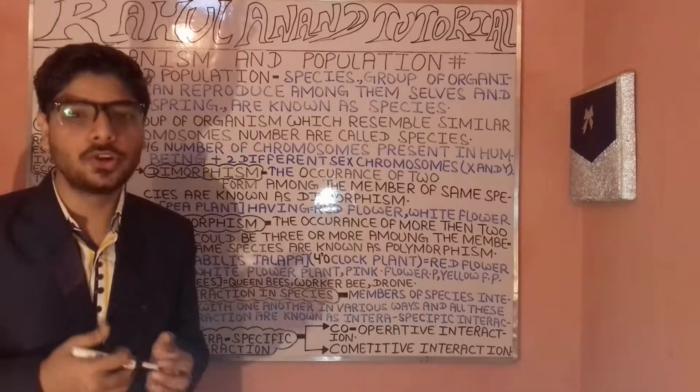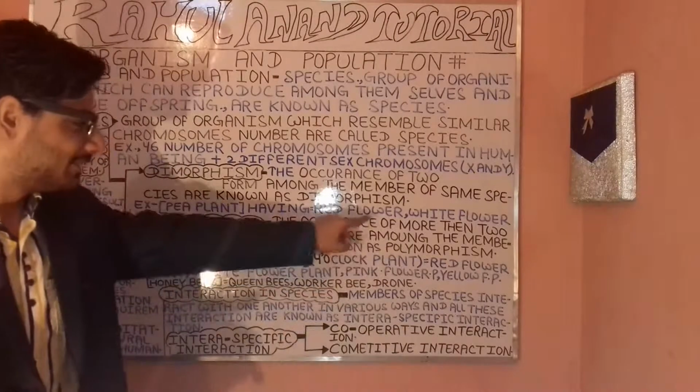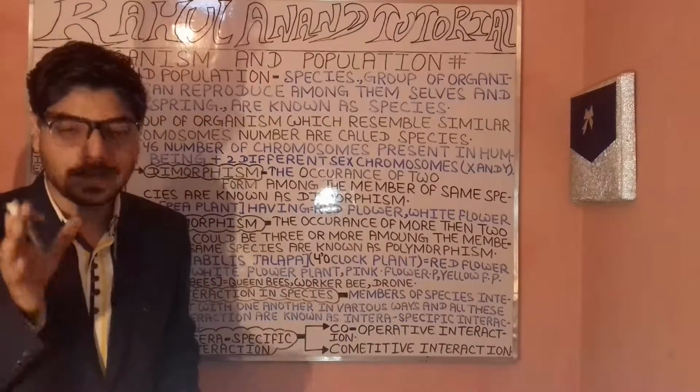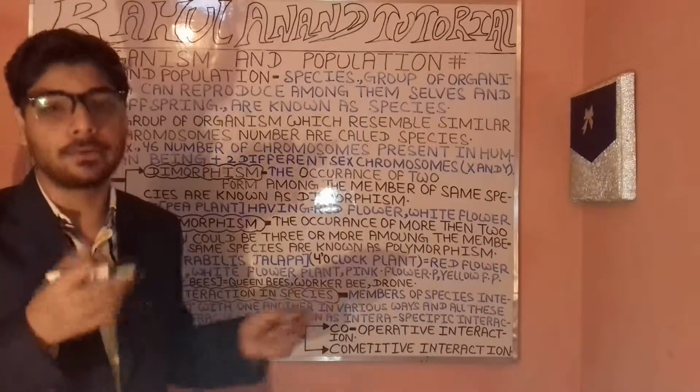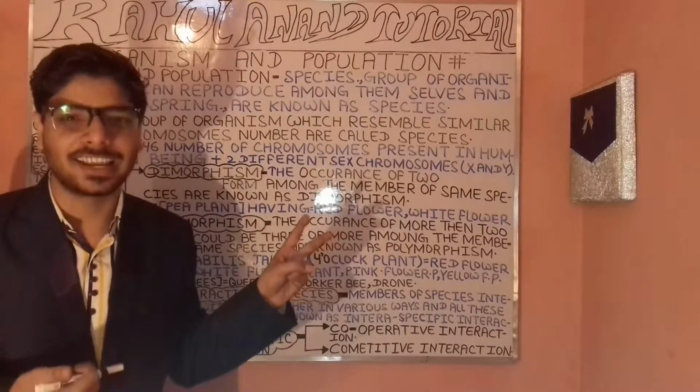You would often find it on the board here: the red flower pea plant as well as the white flower pea plant. Here we have the two broad kinds of characteristics in it.